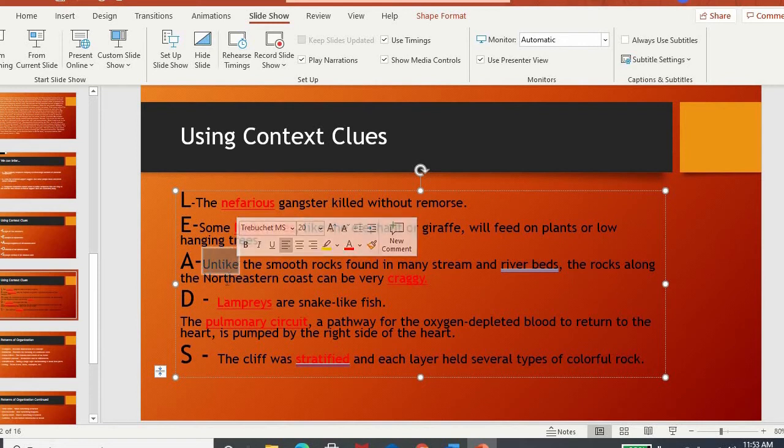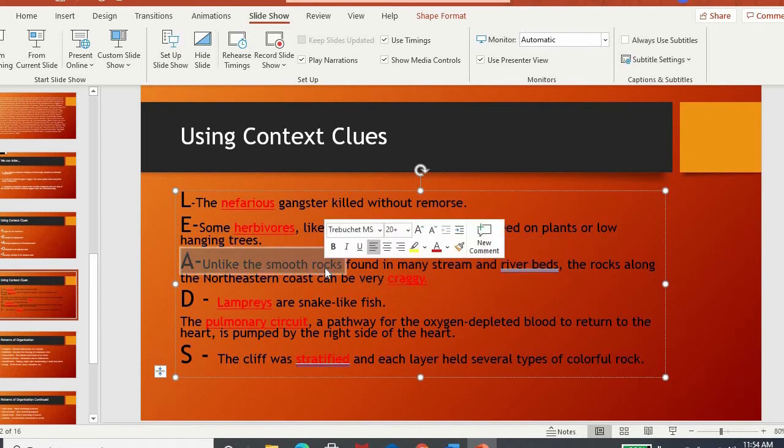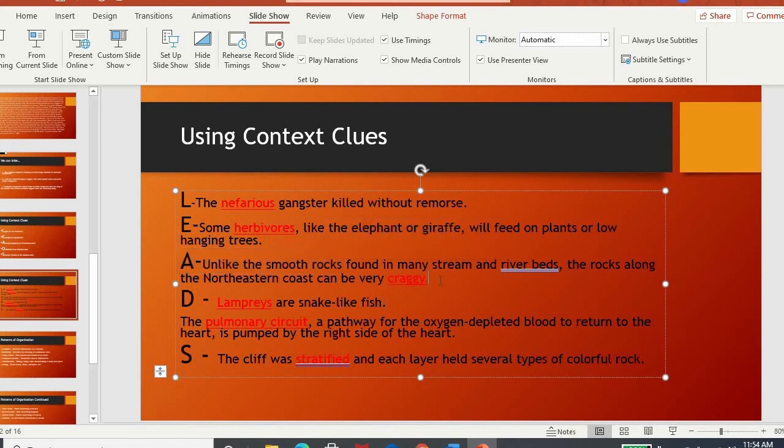Words like unlike, however, on the other hand, in contrast, those all let you know we're doing an opposite thing. Unlike the smooth rocks found in many stream and riverbeds, the rocks along the northeastern coast can be very craggy. So if I was not sure what craggy meant, up here it says unlike the smooth rocks. So that lets me know that craggy is the opposite of smooth, probably means rough.